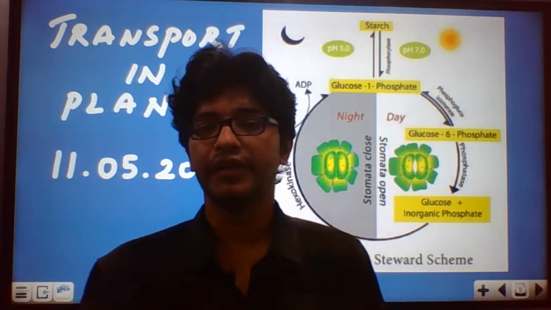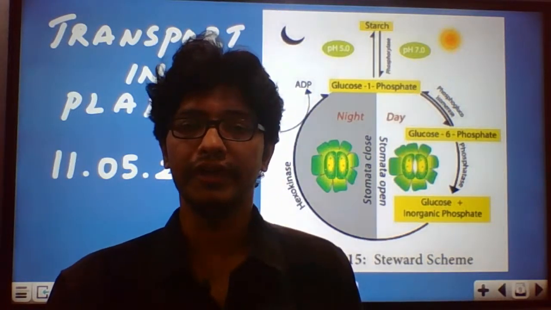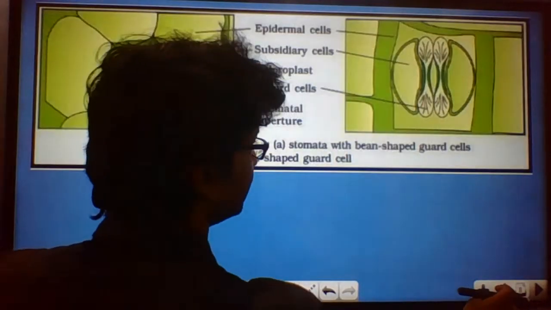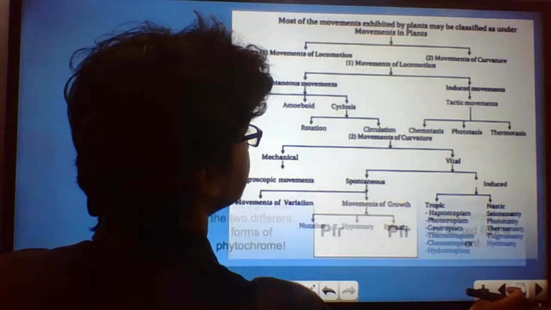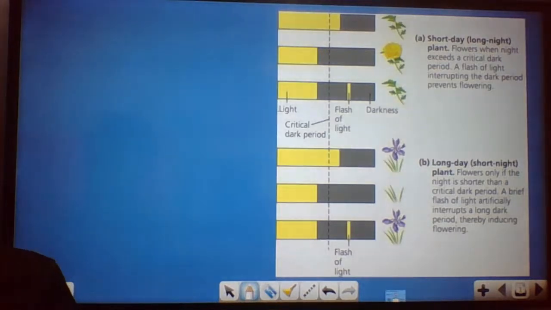Fine. So we'll begin with the session on plant growth and development. So let's start with the chapter plant growth and development, and then we move to transport in plants. Coming to plant growth and development, we discussed in the last part that we stopped somewhere at seed dormancy.